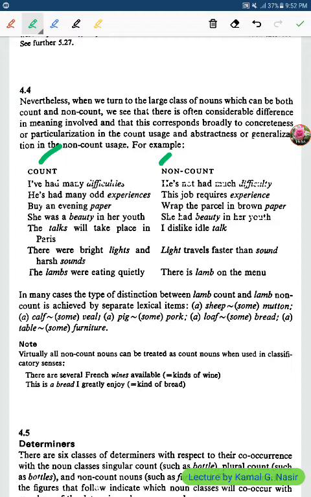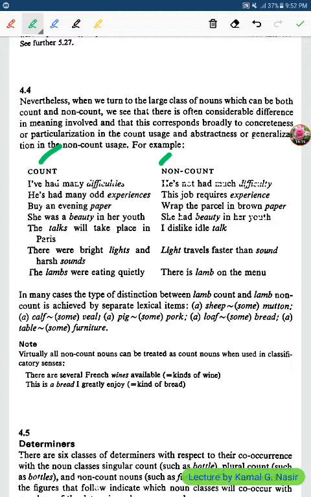I have had many difficulties. Now, difficulties is what? Plural or singular? It is plural. Counted. It is counted. Okay? I have many difficulties. It is counted.